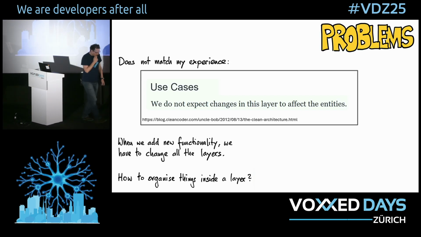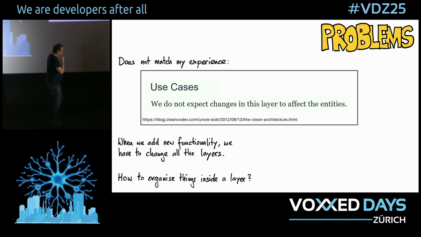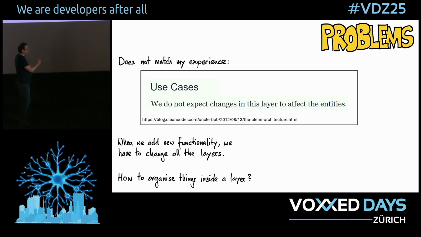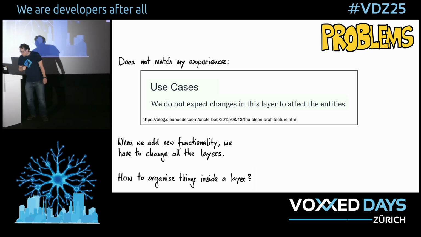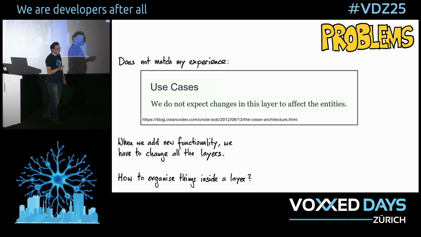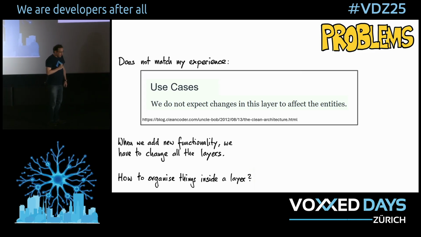And my biggest problem with clean architecture is when you read the initial post, it states that in the use cases section, I have to read it word by word, we do not expect changes in this layer to affect the entities. So when we change a use case, we don't expect a change in the entities, in the innermost layer. And in my experience, how we develop software nowadays, that's simply not true. It may have been true back in 2012, but I doubt it.